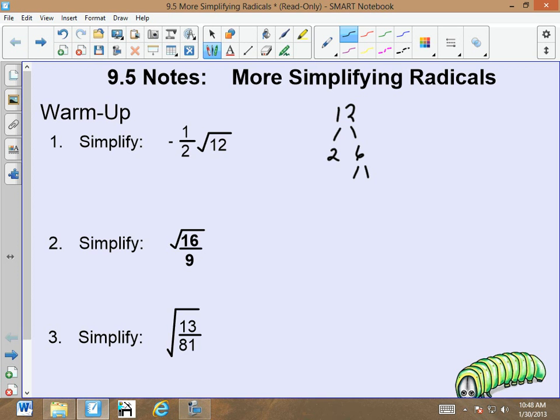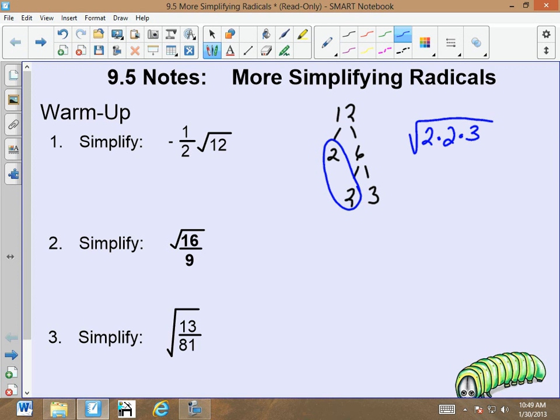2, 6, 2, 3. Okay? Now, I have a pair of 2's. So those 2's get married, become 1, and move out of the factor house. The square root of 12 is just like this. 2 times 2 times 3.